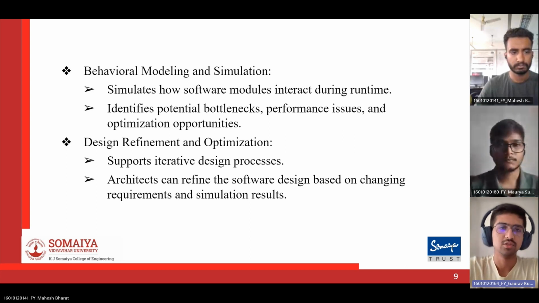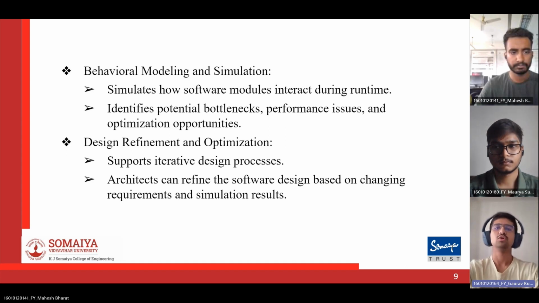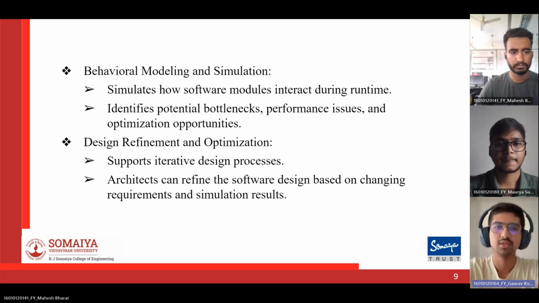Design refinement and optimization. MBSE supports iterative design processes, allowing engineers to refine and optimize the software architecture models based on simulation results and changing requirements. Software architects use MBSE tools for iterative design, considering factors like modularity, scalability, and maintainability.